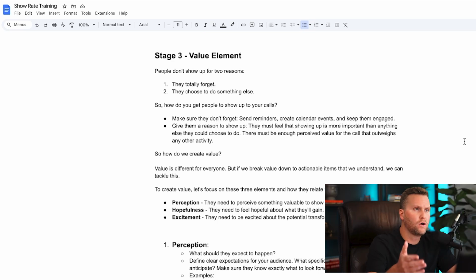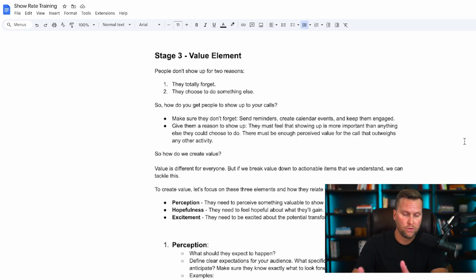So how do we make them show up to the calls? Number 1 is that they totally forget. Hopefully they don't totally forget because of all the things that we've implemented. Now that leaves number 2, they choose to do something else. And to address that, we have to give them a reason to show up. They must feel that showing up to your appointment is the most important thing out of anything else that they could be doing. That your call is more valuable than any other activity.